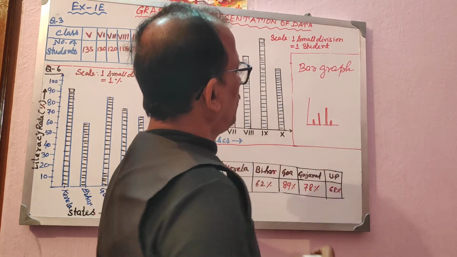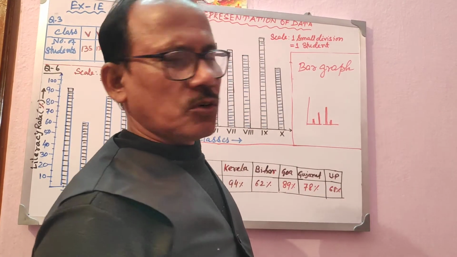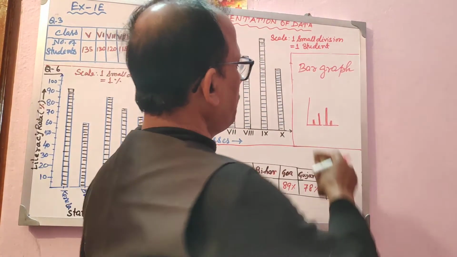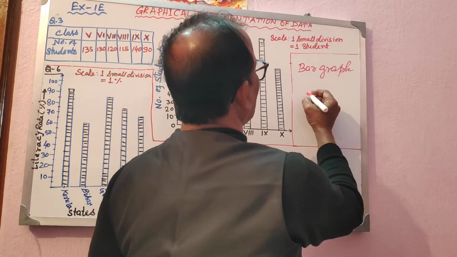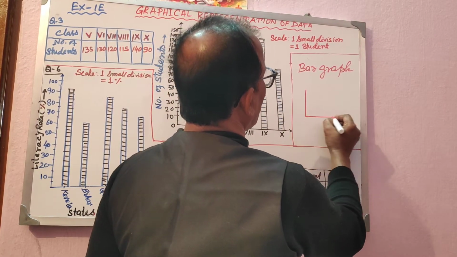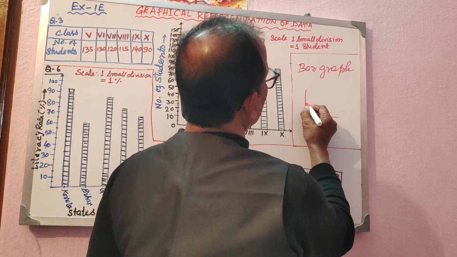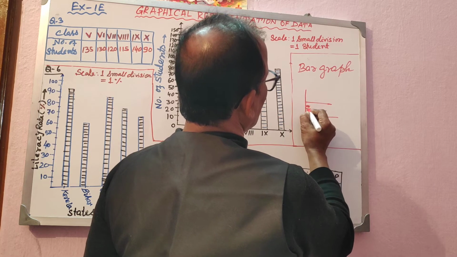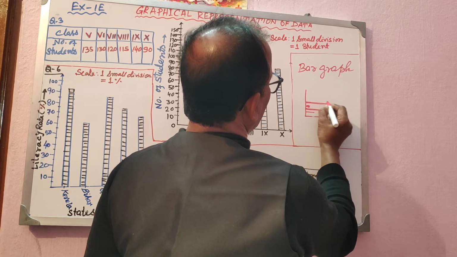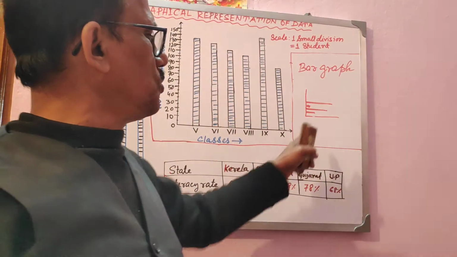In this case, these bars are vertically drawn, upright, so it will be called a column graph. This bar graph can be made the other way also. Horizontal bars can be made like this also. Could you understand? Bars can be made horizontally also. That time it will be called a horizontal bar graph, but usually you don't do it.